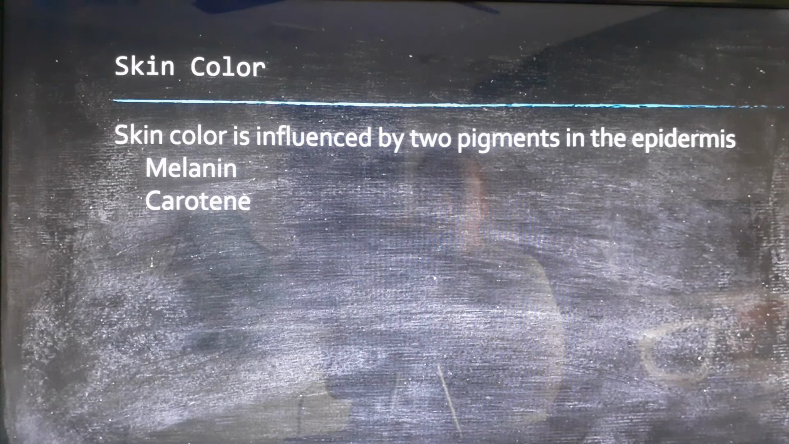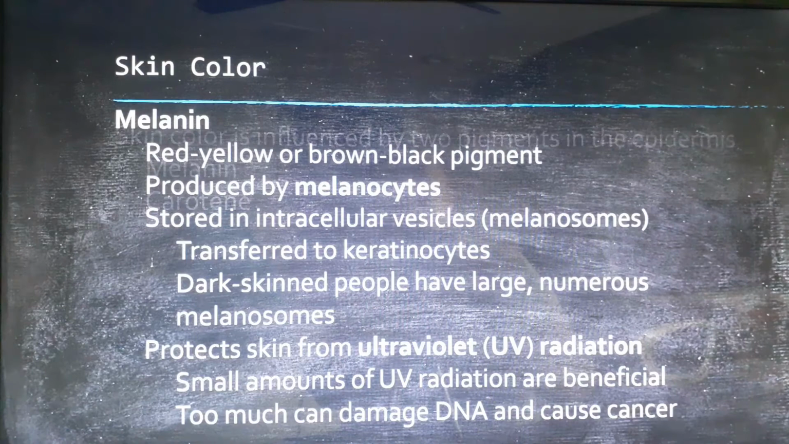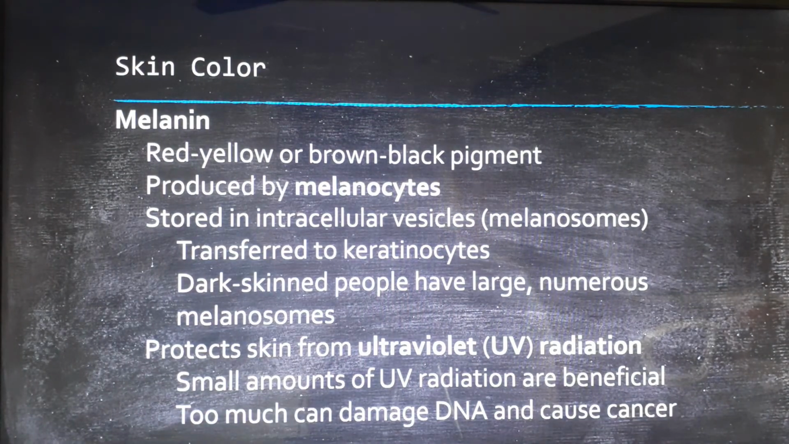Skin color. We all have beautiful skin colors and unique patterns and colors. And your skin color is primarily caused by two things: melanin and keratin that are being made in the epidermis. Melanin comes in two varieties. One is red-yellow and one is brown to black. And they're made by those cells we've already mentioned called melanocytes. And they're stored kind of in inclusion bodies, vesicles called melanosomes. Then they're moved into the keratinocytes.